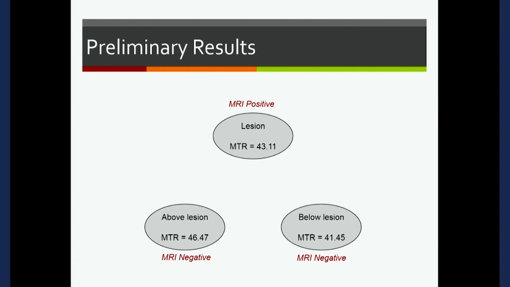Let's say we compare lesion versus above lesion. Do you think we should see differences or no? Statistically speaking, we should, right? Because one is negative, one is positive. So, yes, there were statistically significant differences, and P less than 0.05 means there are differences.